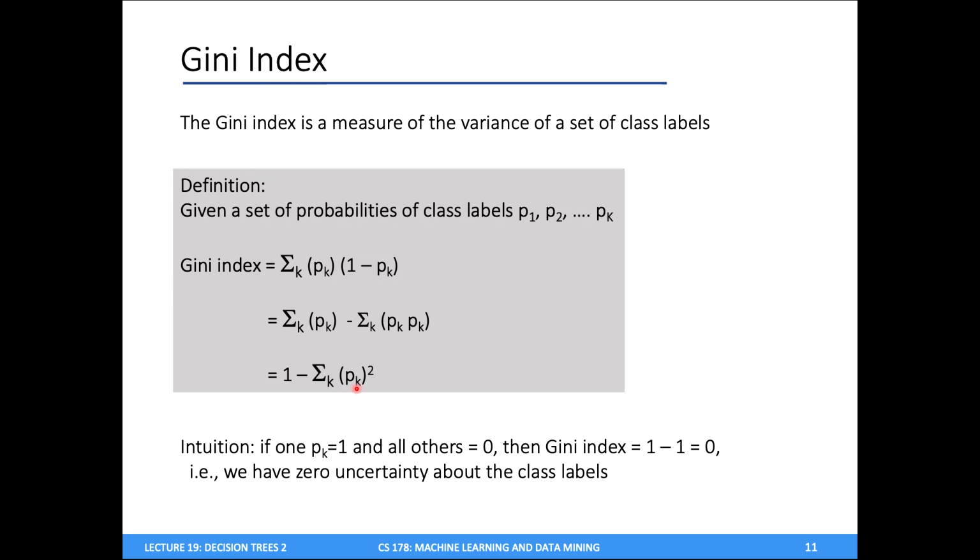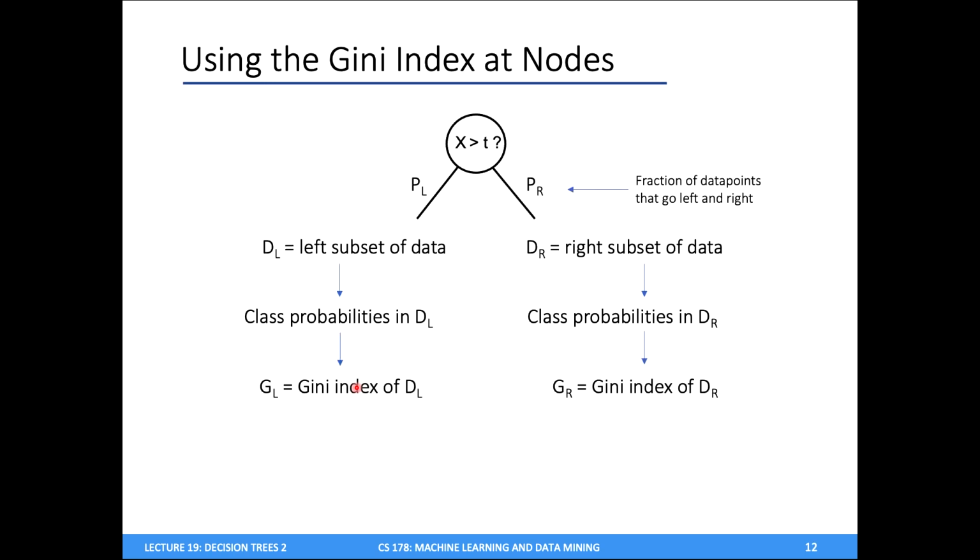And the way we use this Gini index is that when we're trying to make a new node in our tree, if we're looking at a particular feature and a particular threshold for this feature, we compute the Gini index as follows, where we split our data based on this feature into a left subset and a right subset. We compute the fraction of data points going to the left and the fraction of data points going to the right. These are PL and PR.